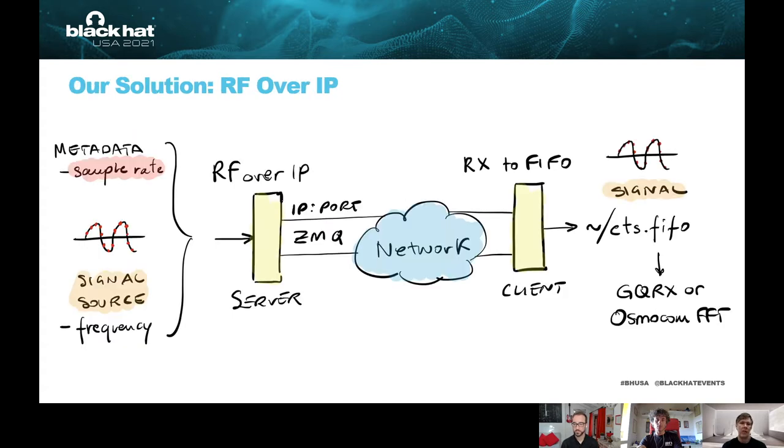So what we came up with, we just call it RF over IP. It's just a generic name for what we accomplished. Here you can see on the left side, we have a streaming signal that's maybe generated by GNU Radio. That is combined with important metadata about the signal. Then that data stream is sent over a message queue port, ZMQ, and received by the contestant on the other side, where the signal is separated from its metadata. Then further, it's directed into a FIFO for use with external tools. And we'll talk about the more details of this next.